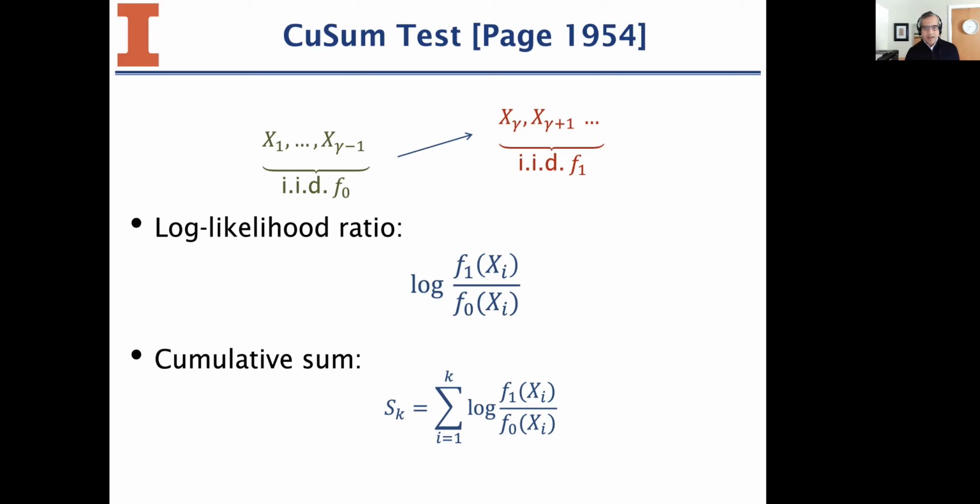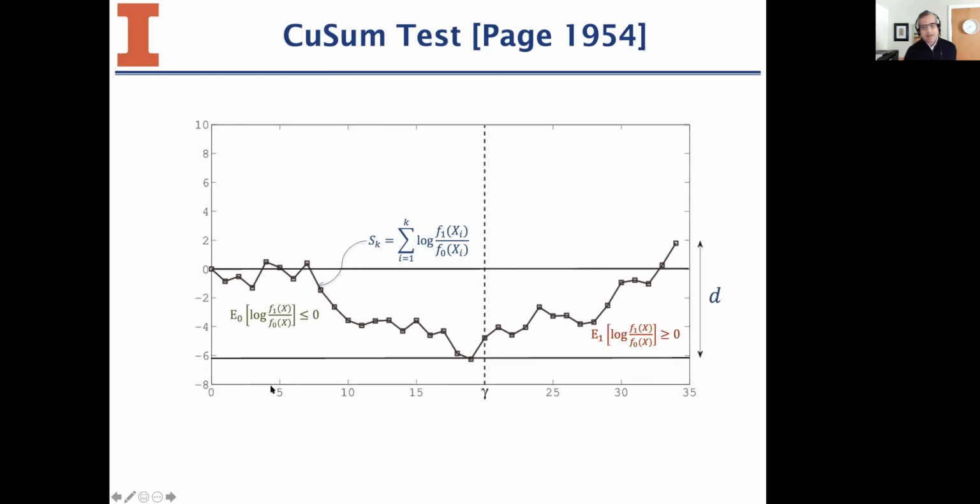Okay, and since we are getting these observations sequentially over time, the cumulative sum of these log likelihood ratios turns out to play an important role in these decision-making problems. It's basically a sum of the log likelihoods from time 1 to time k. So let's see how that might be useful in detecting changes in distribution.